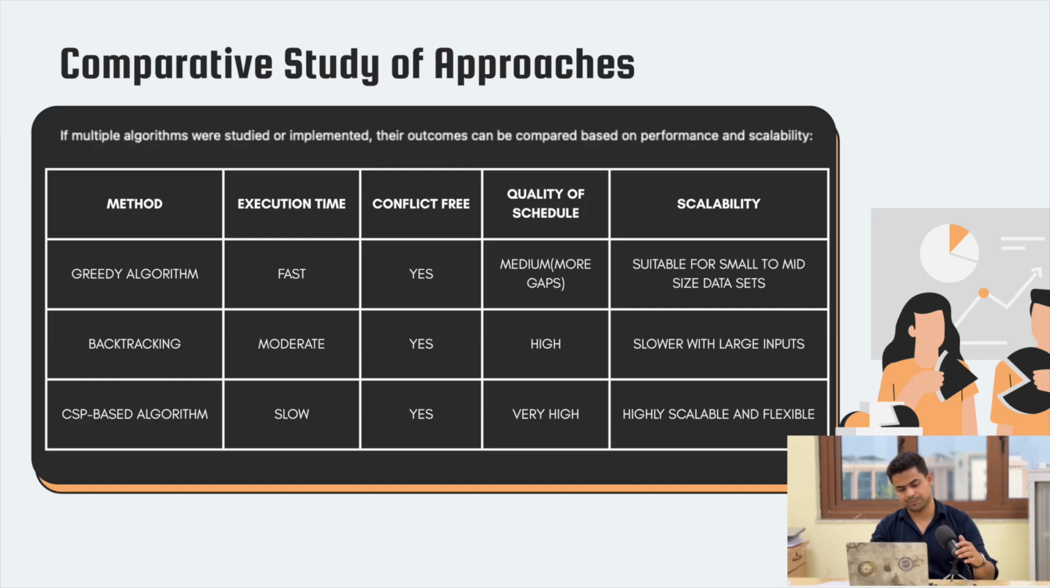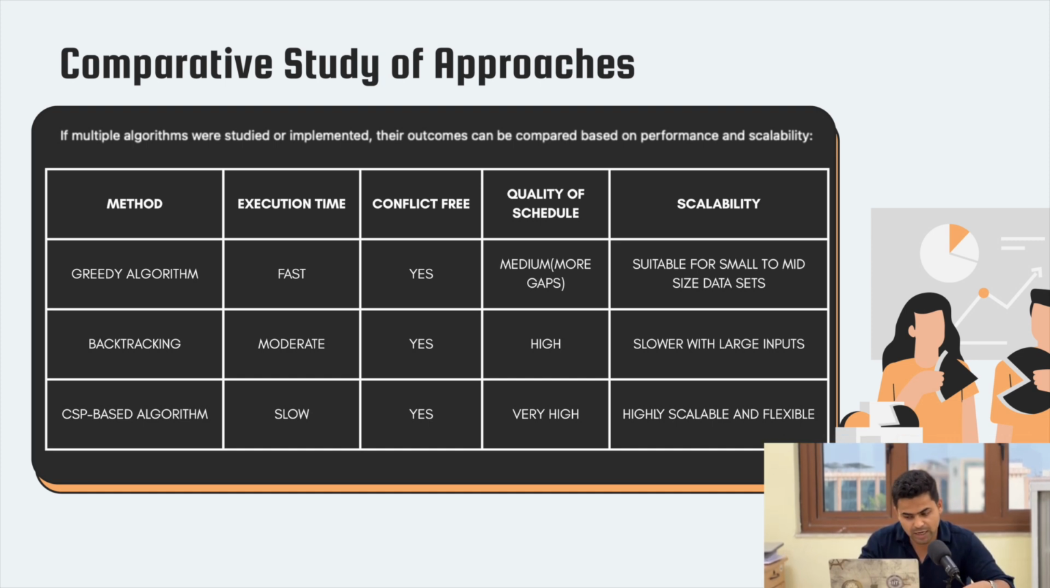Now the last method is the CSP based algorithm. It is slow. All the methods are conflict free, so it is also conflict free. But the quality of the schedule is very, very high. And if I talk about scalability, it is highly scalable and very much flexible. So that was the comparative study of approaches.